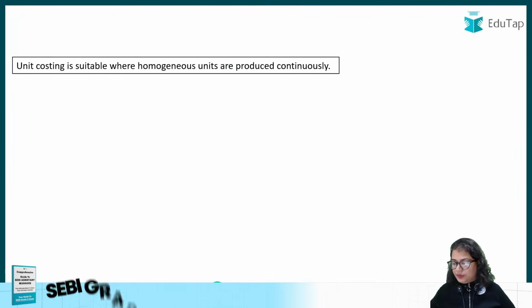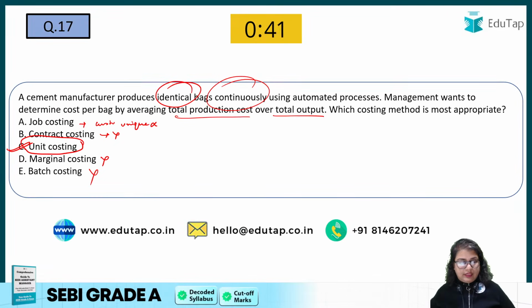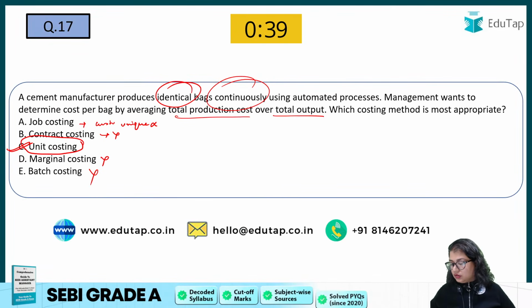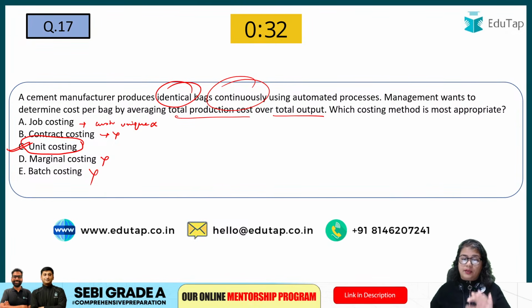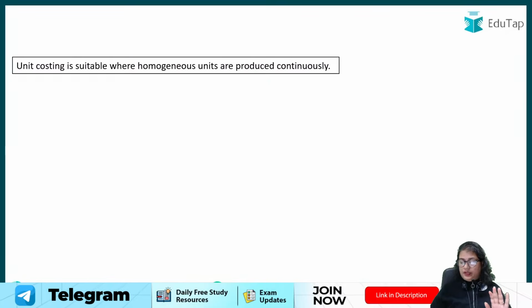Very good everyone, everybody answered it correctly. Someone said E also, very wrong. Try to understand the characteristics, okay? This is very important. For every method you should know what the characteristics are, okay?